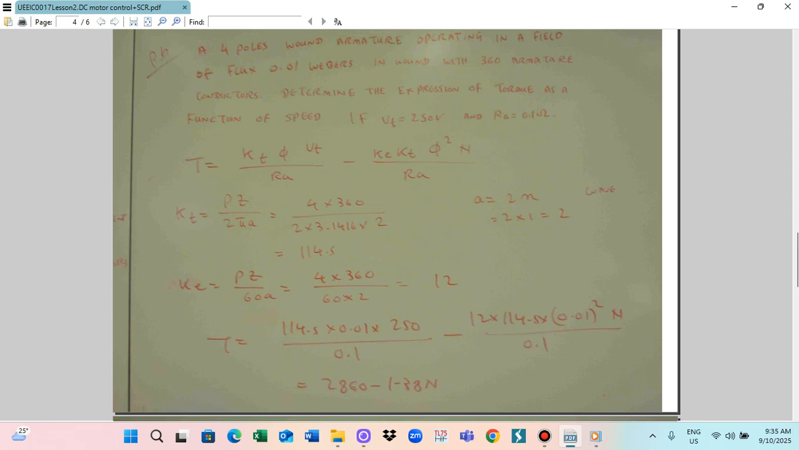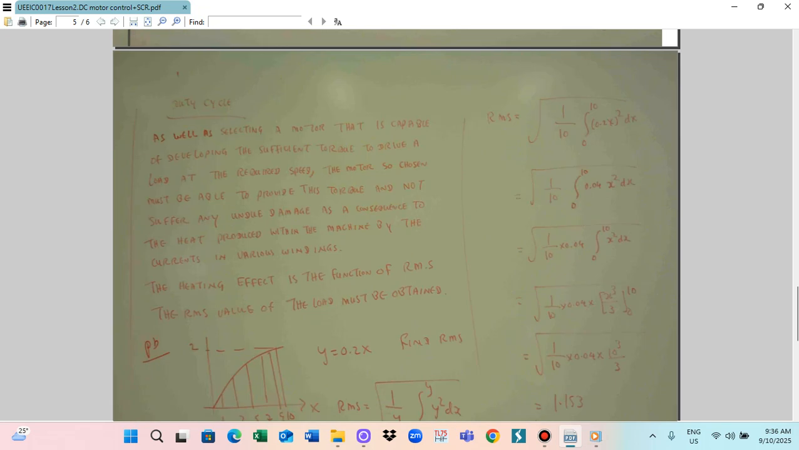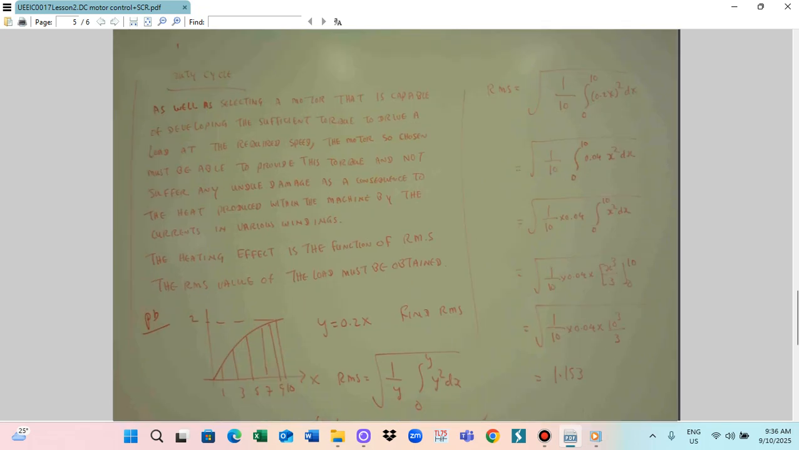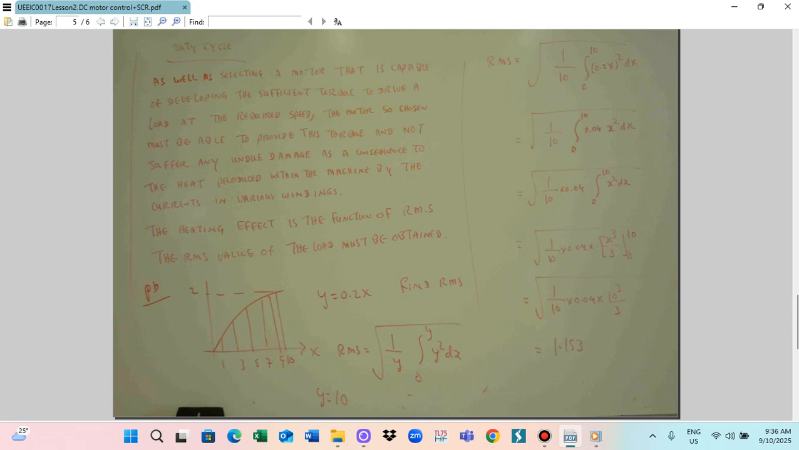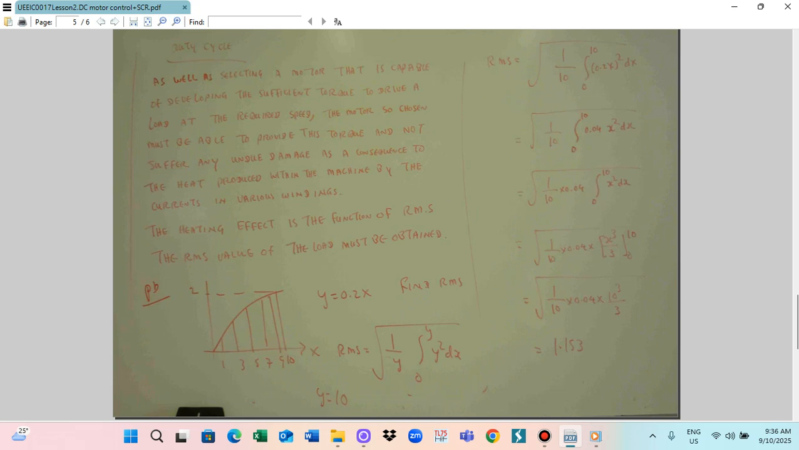So this is for the principle of the DC motor speed control system. Okay, so now we can calculate the duty cycle calculation. This is a new topic. Duty cycle calculation means when we are running the DC motor with speed control, we use the SCR control system. SCR control system is an electronic control system.